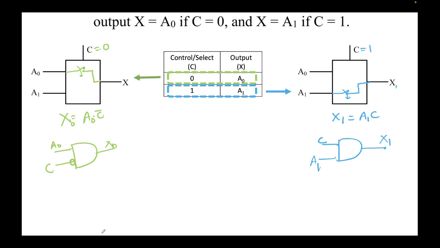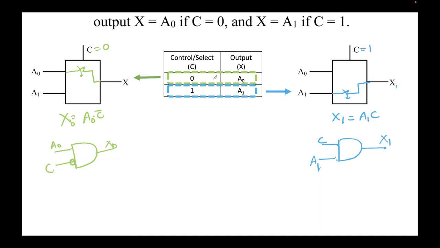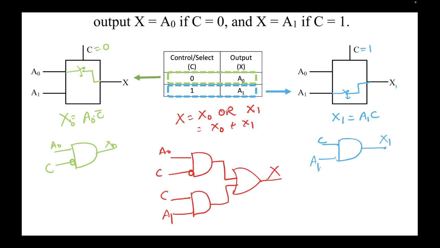Now comes the most important thing. I told you that at any given point of time, either this will be true or this will be true. Both cannot be true at the same time. So what we have is an OR in between. The value of x can either be x0, this value, or it can be x1, this value. Hence x can be written as x0 plus x1.